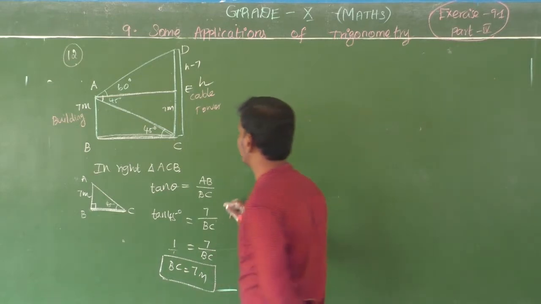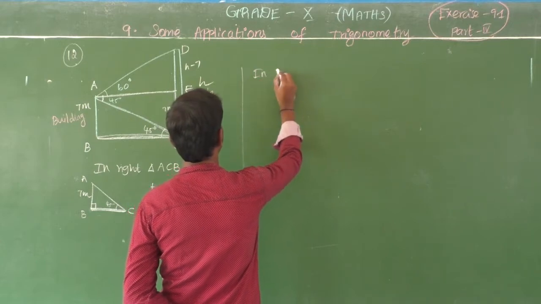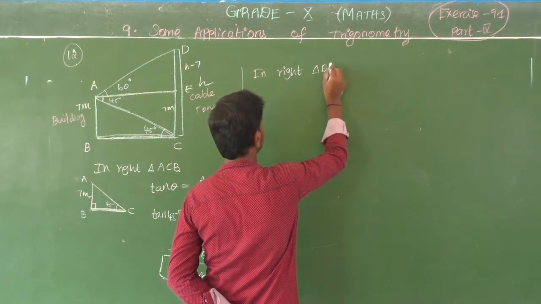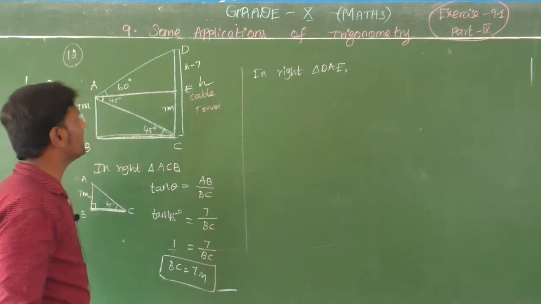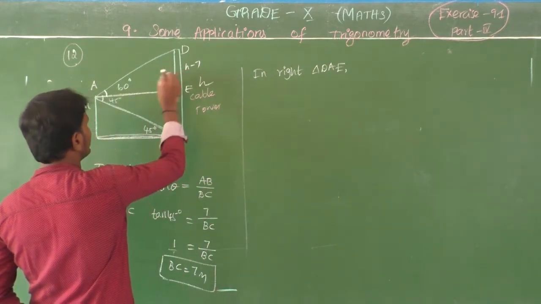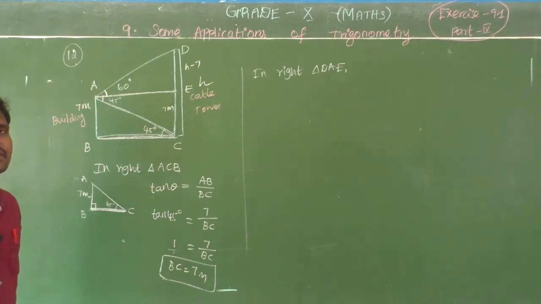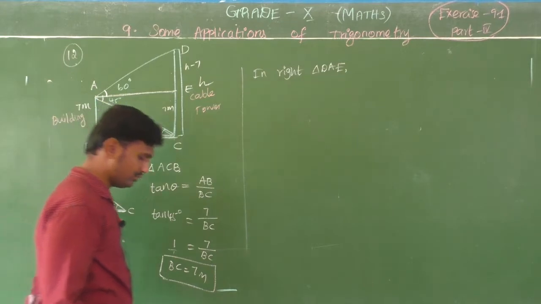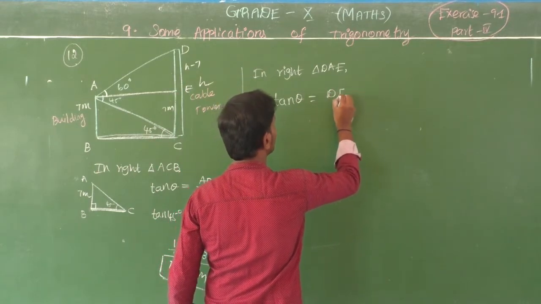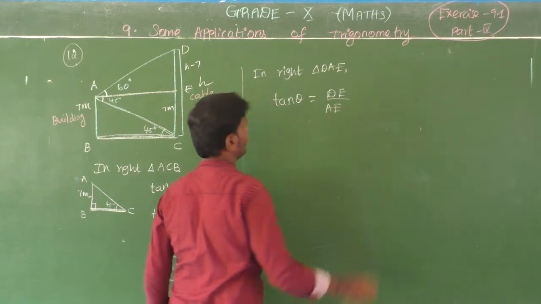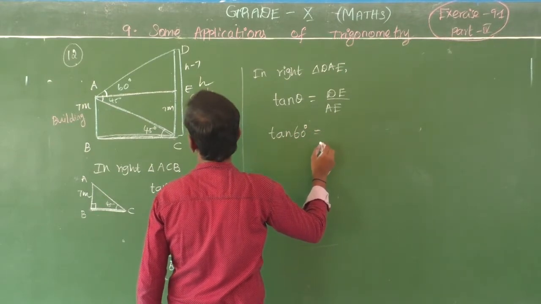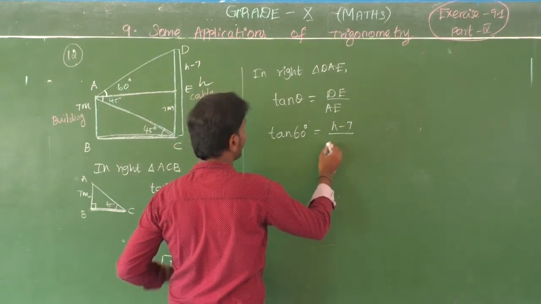Okay, students. Yes. And next, I'm going to take the next right triangle, right triangle DAE. Here the angle is 60 degree, the opposite side is h minus 7, and the adjacent side is AE. Here AE is equal to BC, so that is also 7 meter. Now tan theta is equal to the opposite side DE divided by the adjacent side AE. Now I'm going to substitute the values: tan 60 degree is equal to DE, that is h minus 7, divided by AE.